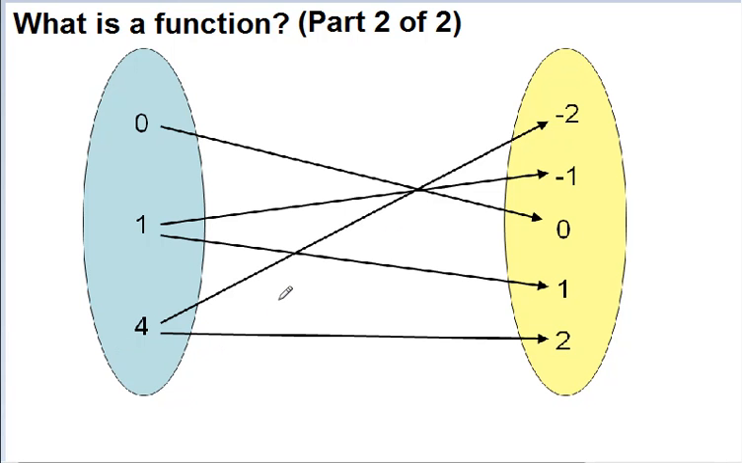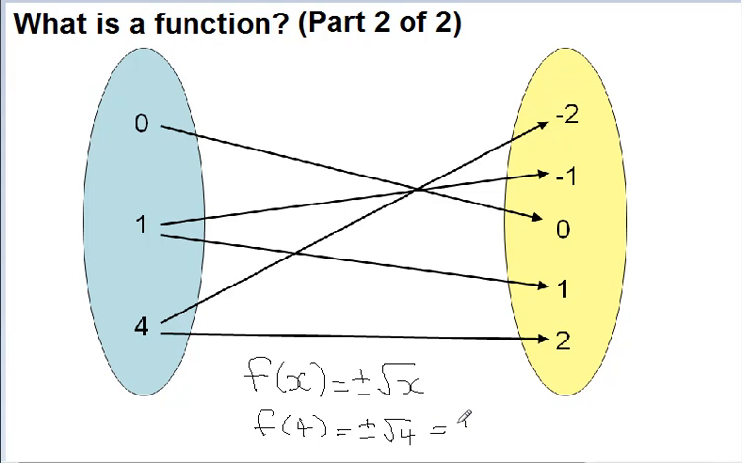And this, if we were going to represent it in function notation, would be f of x equals plus or minus the square root of x. So if you take f of 4, then plus or minus the square root of 4 gives you plus or minus 2. But we cannot call this a function because of the definition. One number in the domain goes to two numbers in the range.